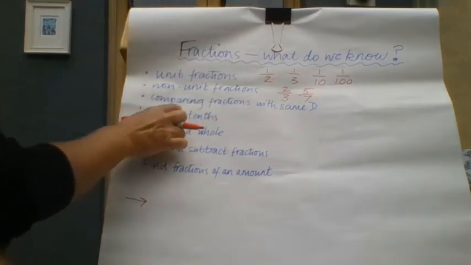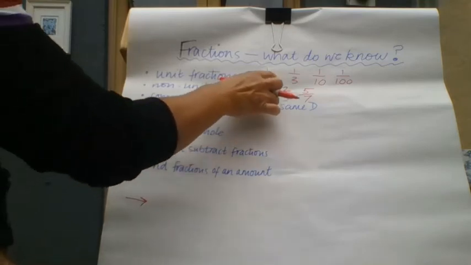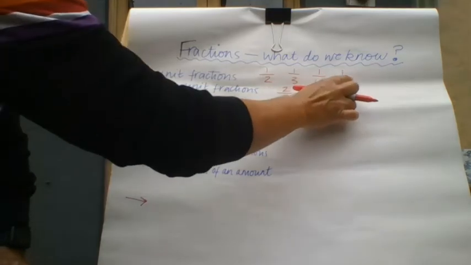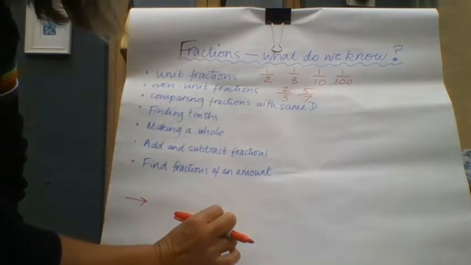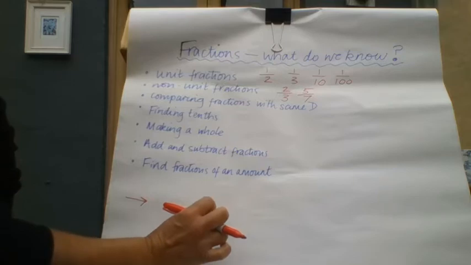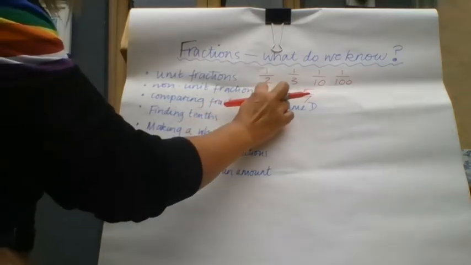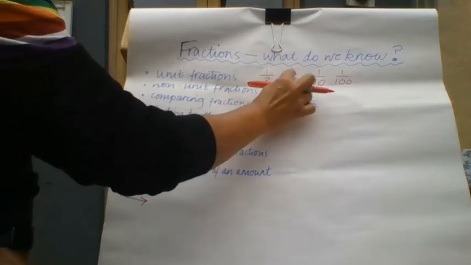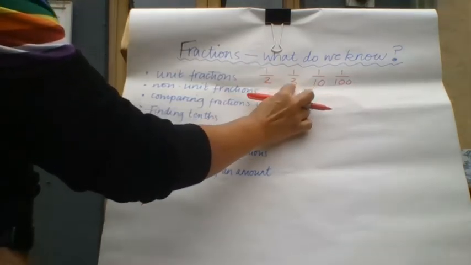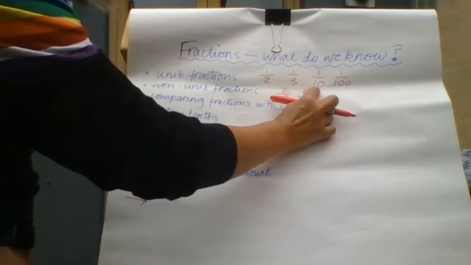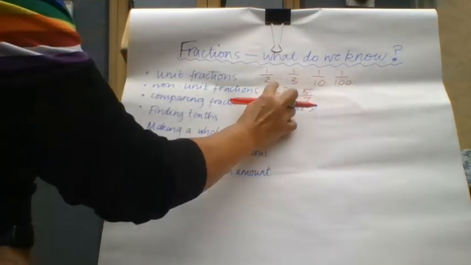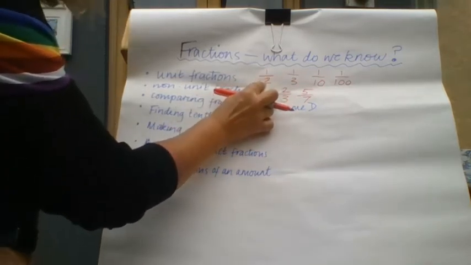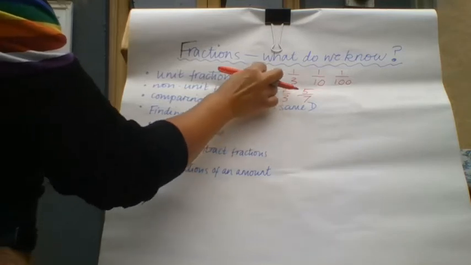We have looked at comparing these fractions. So we know that we can compare unit fractions, for example, because we can put them in order, looking at the denominator to decide which is bigger and which is smaller. The smaller the denominator, the bigger the part. So 1/2 is bigger than 1/3. 1/3 is bigger than 1/10. 1/10 is bigger than 1/100th. So the rule is, when we're with unit fractions, the smaller the denominator, the bigger the fraction, the part.